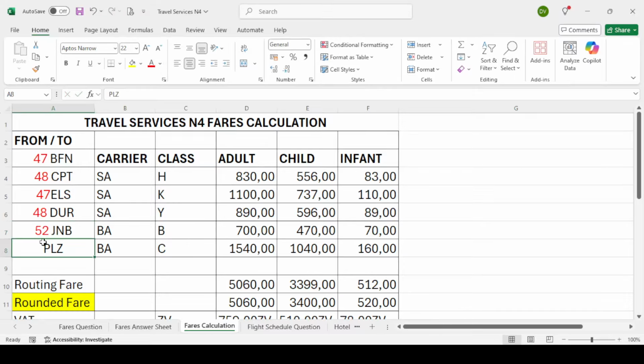And Port Elizabeth is not a departure city. You have now arrived. Do you see there's no flight after PLZ? It means that Port Elizabeth is an arrival city and not a departure city. You will never charge PSC from the last city on your fares because you have arrived. That's important, guys. Listen, rewind this video and listen to that part again.